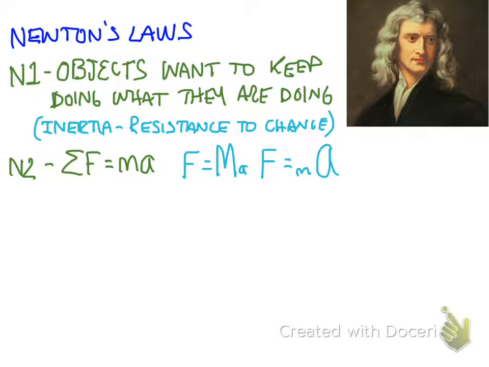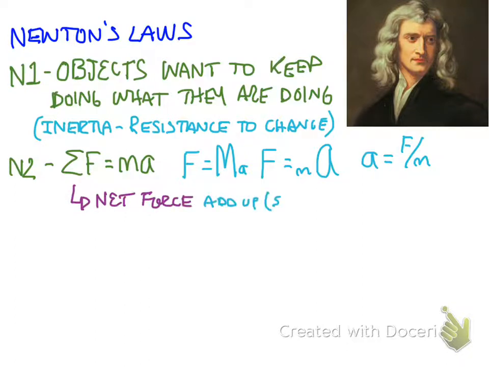And the idea would be that if we have some force on a big mass, it would have a small acceleration, and a force on a small mass would cause a large acceleration. And if we wanted to, we could determine the acceleration of an object by taking the force on that object divided by its mass. The sum of the forces, that Greek letter sigma, is also referred to as the net force, and that means to add up the forces. And we need to subtract the force if it's hurting the motion of the object.